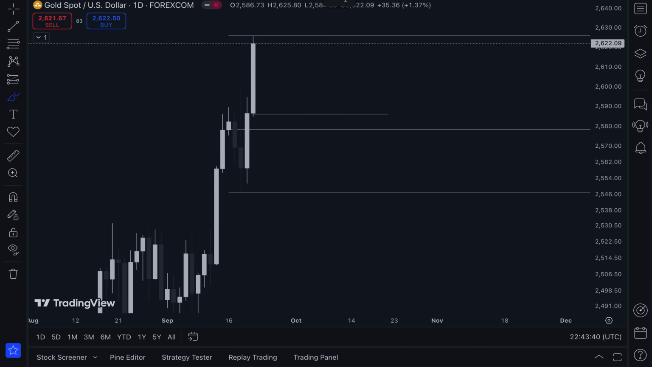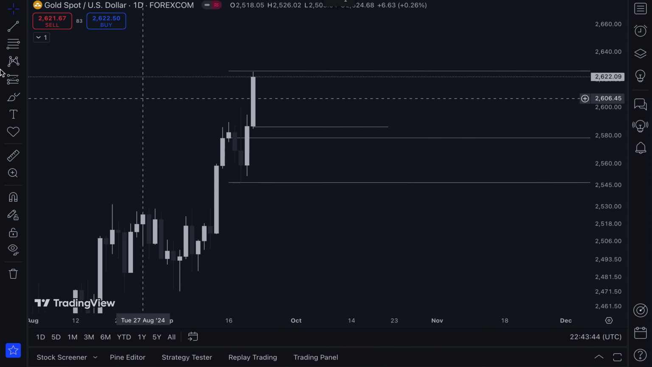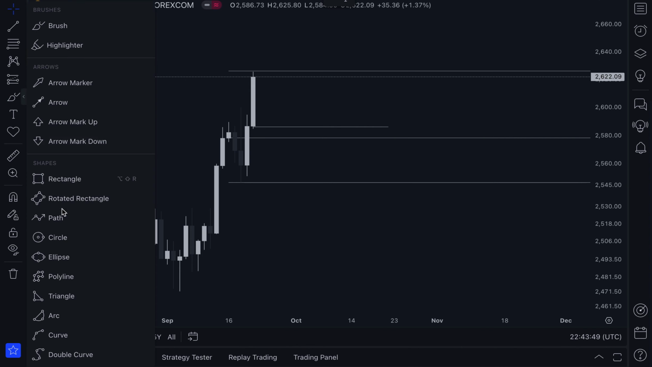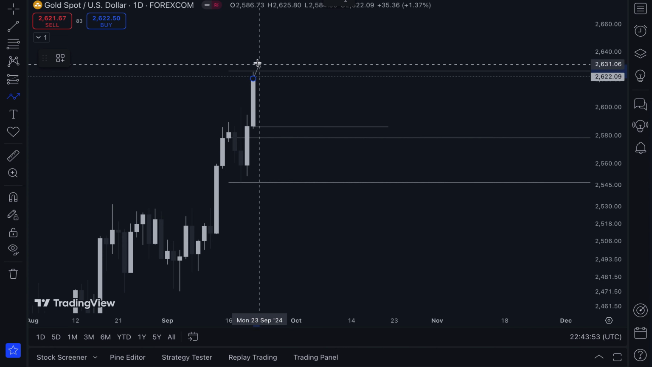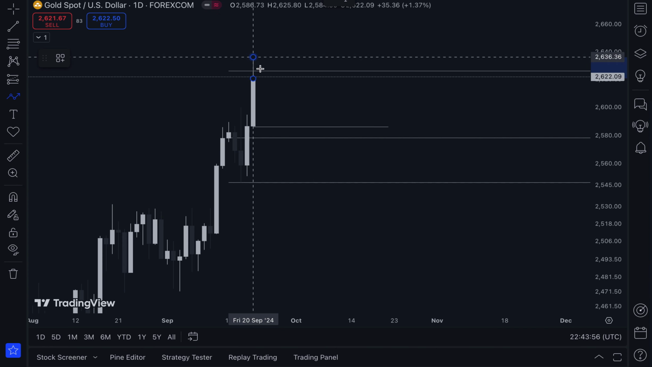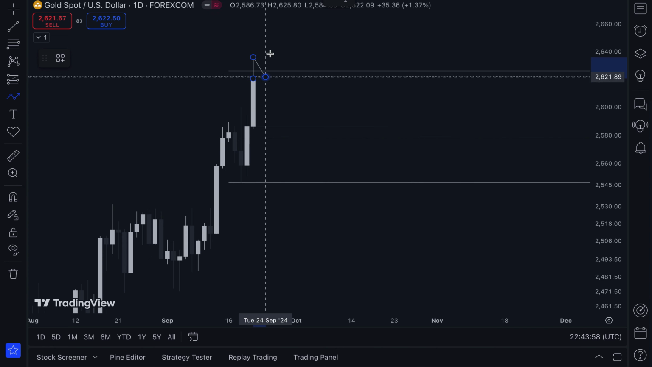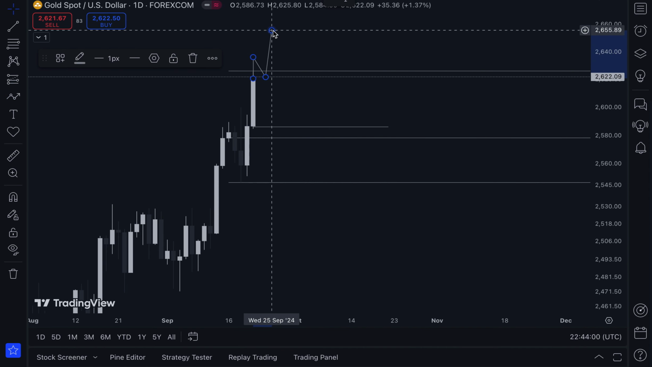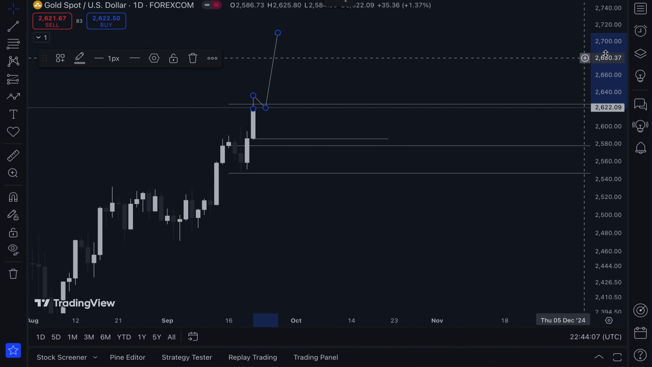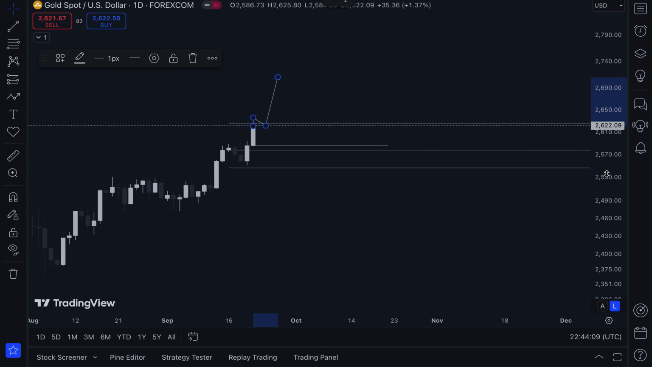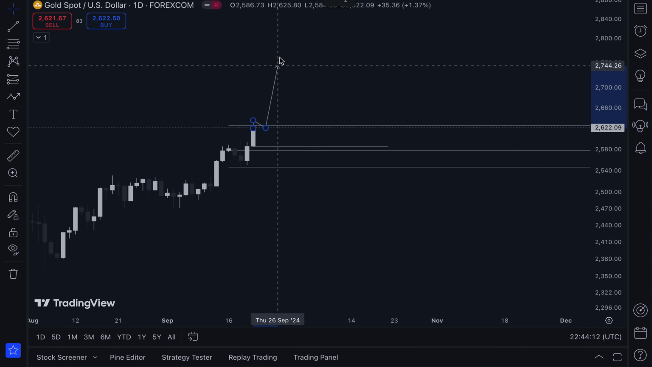Now, inversely, if we have a bullish movement to the upside, I will be expecting price to break above the highest point, come back to retest the zone, and then go all the way up, okay, to 800. Now, if this happens, we are going to 800. All right, we're going to 800.